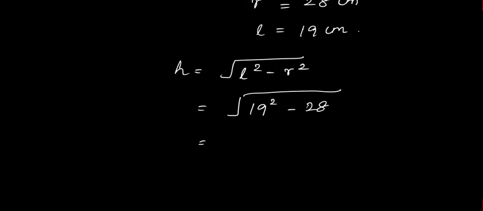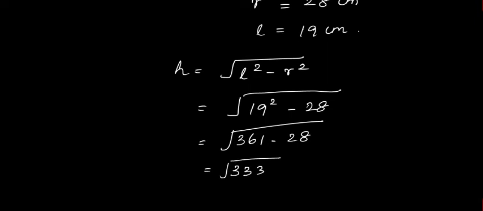So 19 square will get 361 minus 28. So when we subtract these two values, we'll get root 333. So root 333 value is 18.25. So therefore we got the height value to be 18.25 centimeter.